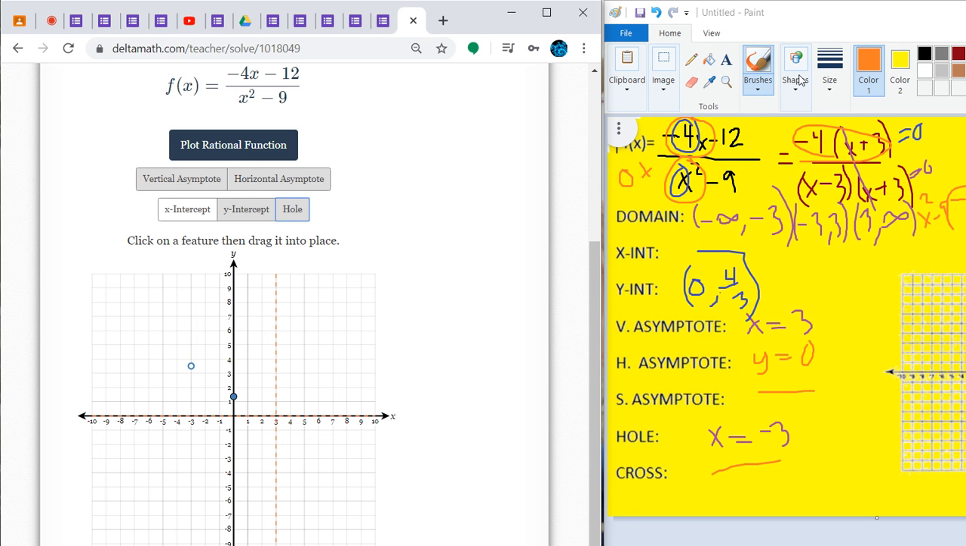Remember, the way you find that, if we go back over to our problem over here, is if you plug negative 3 into the equation after you factored it, you get negative 4 over negative 6. So 4 over 6, which is like 2/3. So the y value is 2/3 on that hole. So I'm going to move that down so it's a little bit beneath 1.